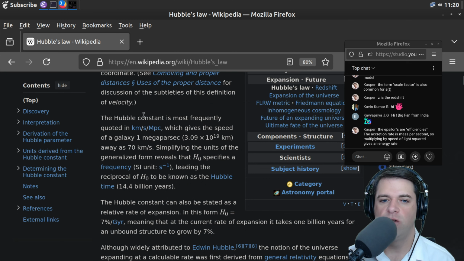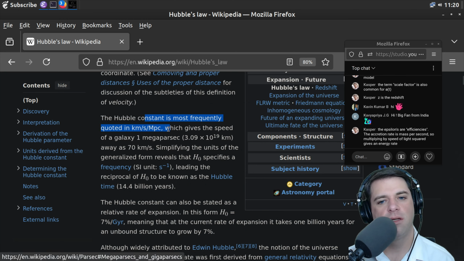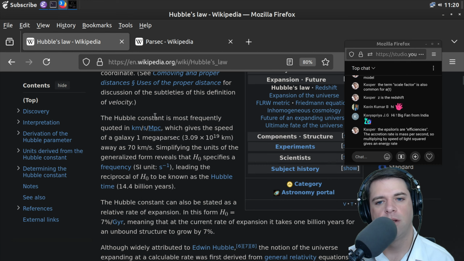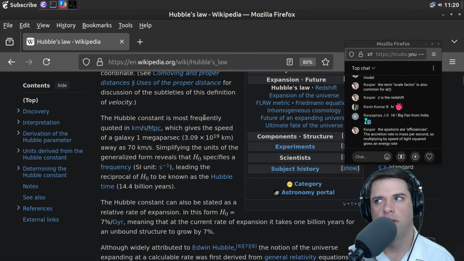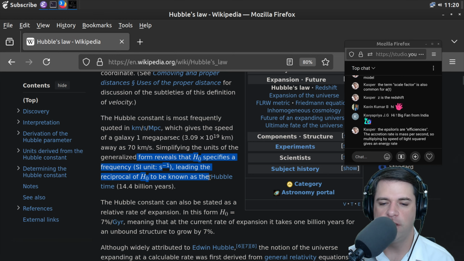Okay, the Hubble constant is most frequently quoted in kilometers per second per Mpc. Parsec? Milliparsec? Megaparsec? Which is a unit of Kessel runs, if I understand correctly. So simplifying the units of the generalized form reveals that H0 specifies a frequency, leading to the reciprocal of H0 being known as the Hubble time. Okay, but anyway, it gives the speed of a galaxy 100 megaparsec away as 70 kilometers per second.